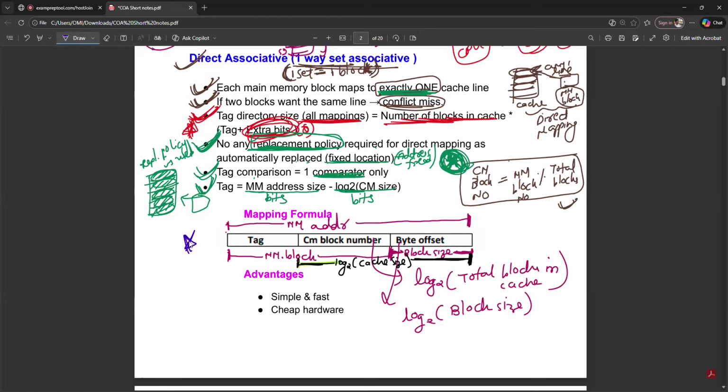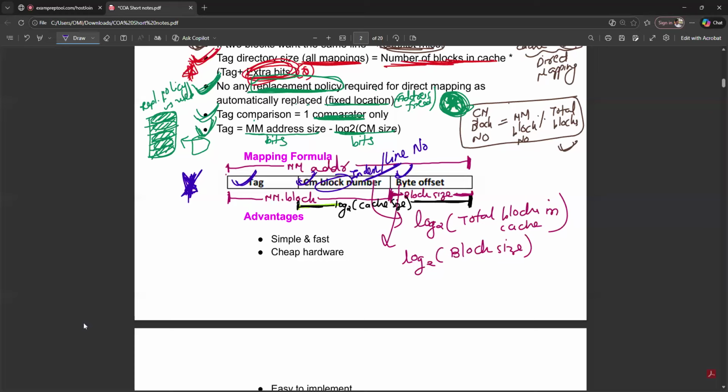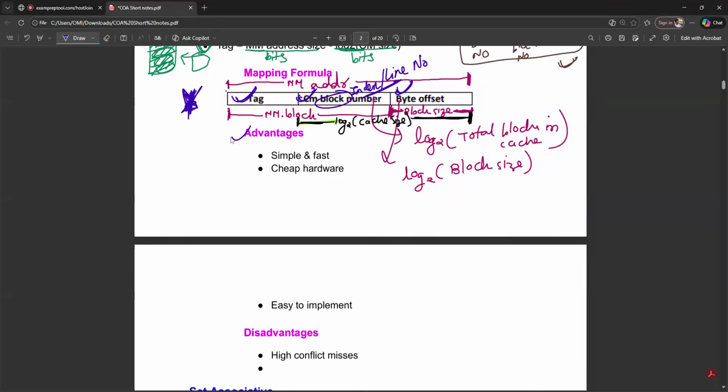So this is the mapping formula. I hope you know this, because there is not much required. You have to remember that there is a tag, a cache memory block number, and a byte offset. Many times this block number is called the index or line number. I told you above. Okay.